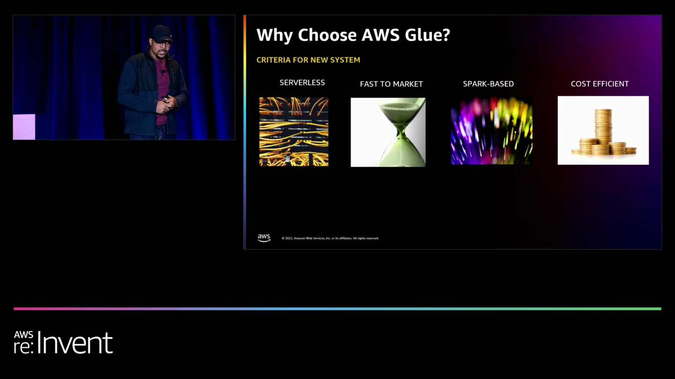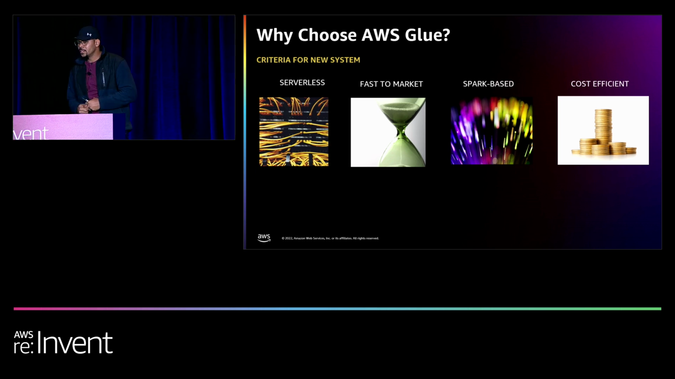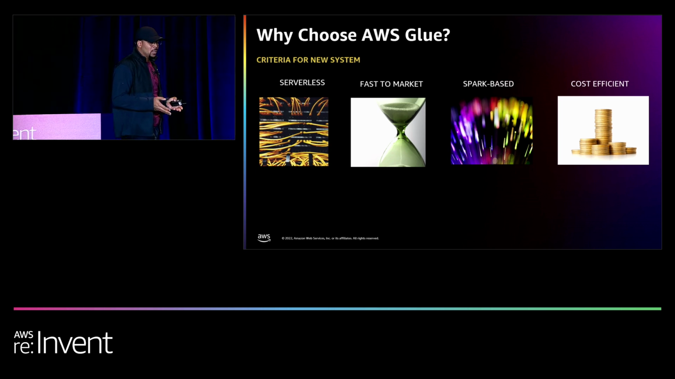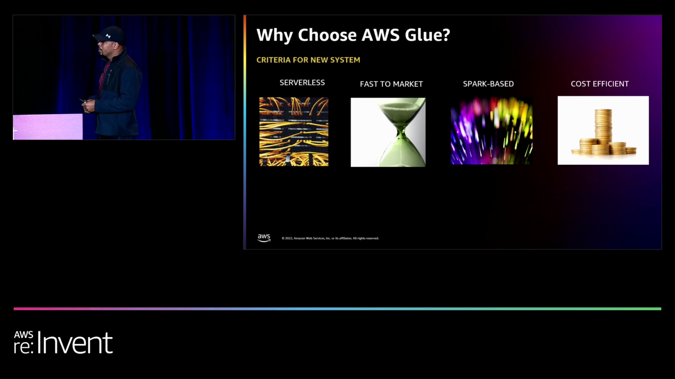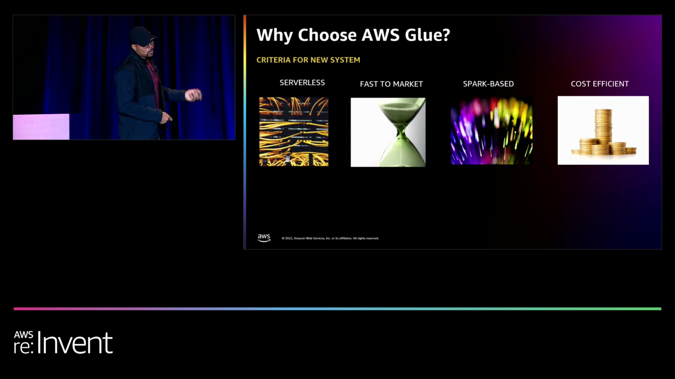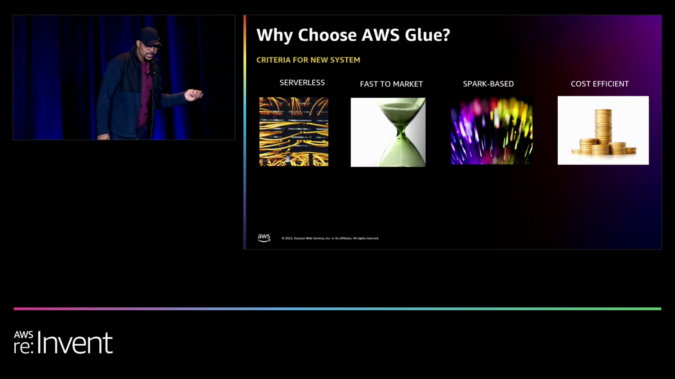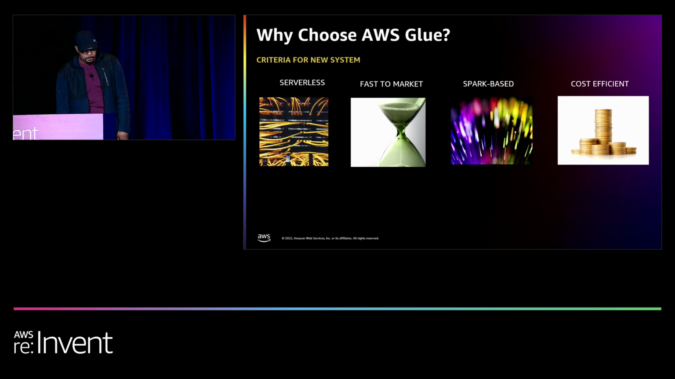Another thing that we needed is we needed to be fast to market. What this means is that with the solution that we picked, we didn't want to have to layer anything else on top of it. We don't want to have to install any specialized software or anything. We just wanted our developers to get in, write code, and go. And as I said before, it needed to be Spark-based because I didn't want to retrain.